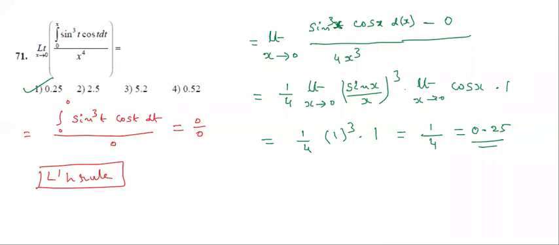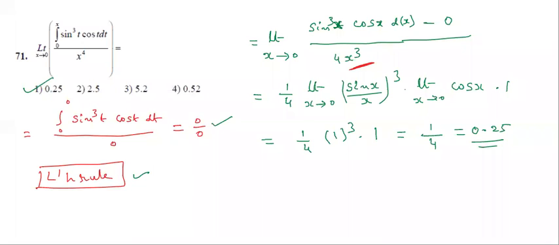Next, apply the limit to numerator and denominator, you will get 0 by 0 form. Then go for L'Hospital rule. L'Hospital rule means numerator and denominator do one time derivative. Denominator derivative of x power 4 is 4x cube. Numerator, apply Leibniz rule. In place of t substitute x, sine cube x, cos x, dx, minus the lower limit, which also gives 0.